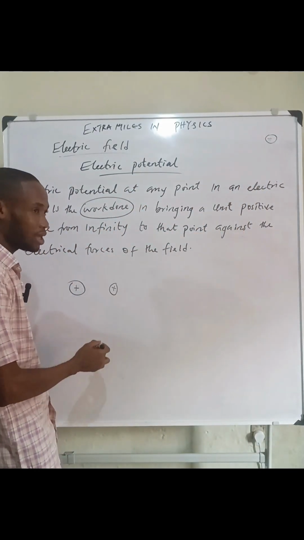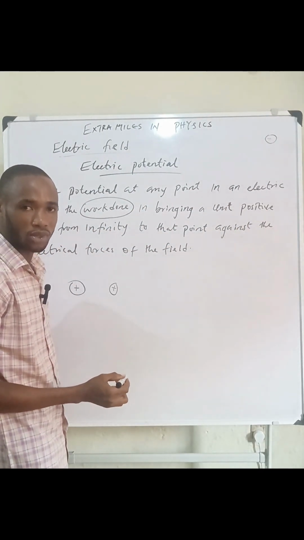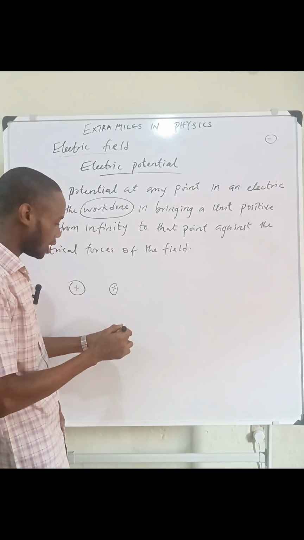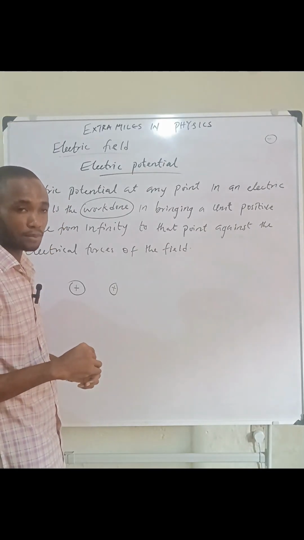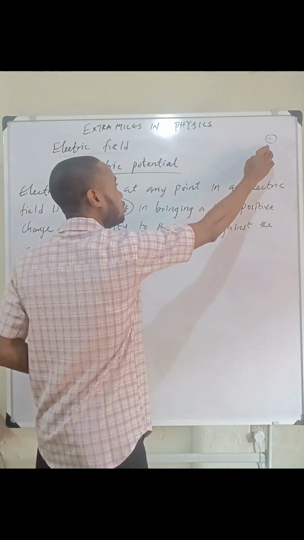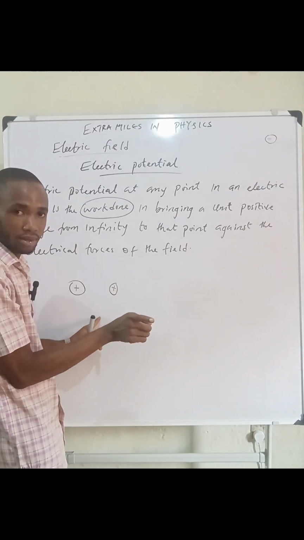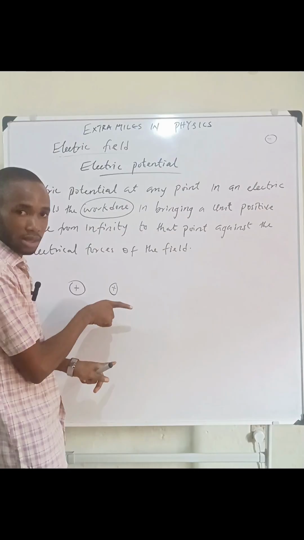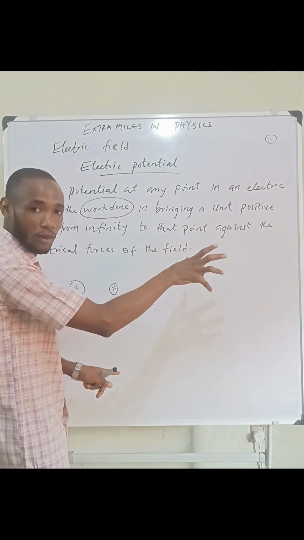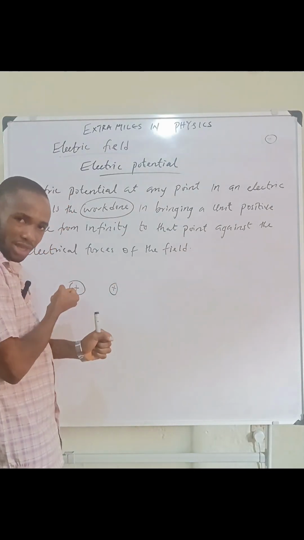Now, the work that I will do in order to transfer this positive charge from this point to somewhere, let's say around here, is what we call electrical potential or electric potential. And you discover that as I'm bringing this closer, a repulsion will begin. This one will start opposing it. So that means I need a greater force to try to bring it closer.